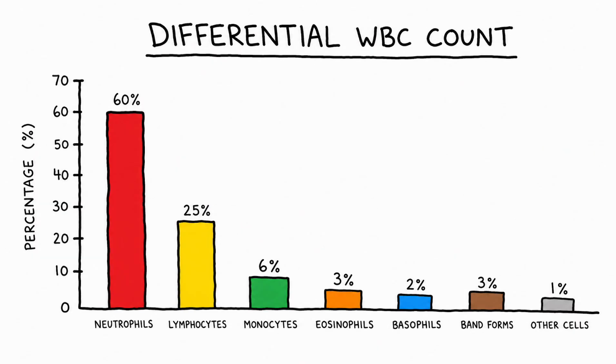And a differential white blood cell count is basically just the percentages of the different types of leukocytes. And so that can change depending on which disease or infection you're dealing with.